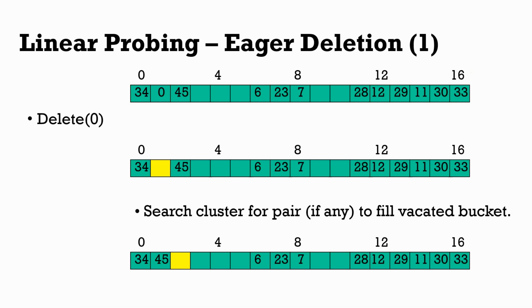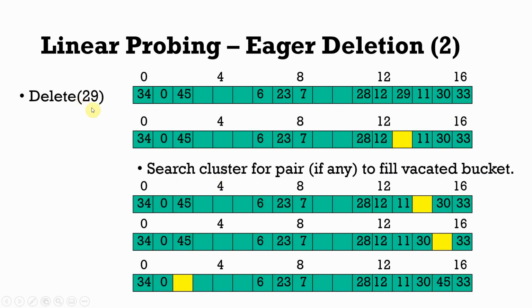45 mod 17 is 11, because 45 is 2 times 17, which is 34, plus 11. So 45 belongs here. Why is it not here? It's because of clustering, because of collision. It just goes here, here, here, here, and got stored here. So 45 belongs to this cluster, and that's why we check this. If it belongs, then we switch it here so that we don't lose this memory space.